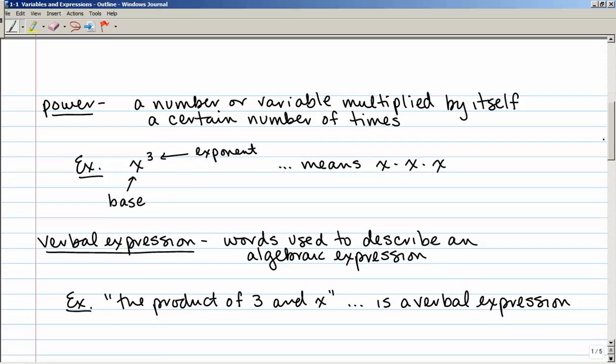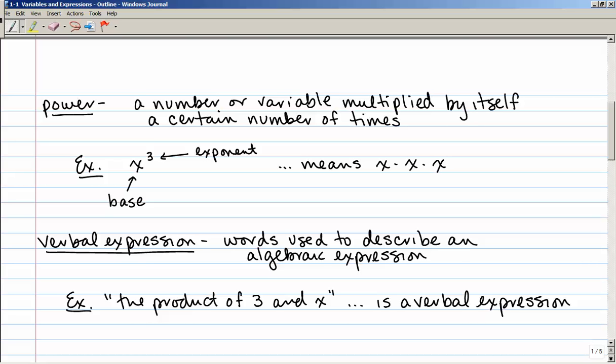A power is a number or variable multiplied by itself a certain number of times. So for example, here we have x to the 3rd power. x is the base, because that's the bigger number on the bottom. 3 is the exponent, and that means x times itself 3 times, or x times x times x.